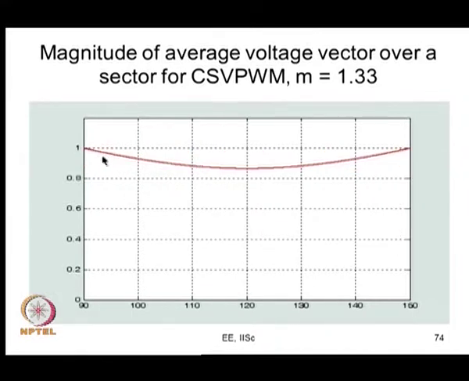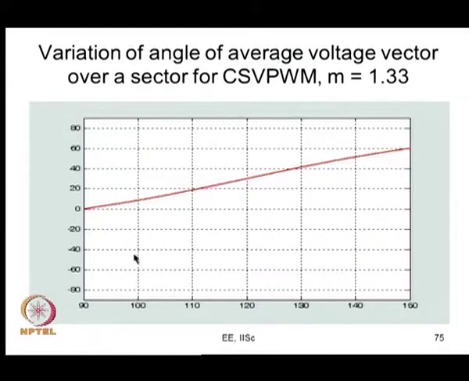If you look at the variation over only one sector, the variation is like this, and if you look at the angle, it is still linear. This happens up to 1.33, it happened up to m is equal to 2. In both the cases, what you should remember is the fundamental voltage is similar. How much is the fundamental voltage? The fundamental voltage is 95.2% of the 6 step voltage. I will say 95.2% of the 6 step voltage.